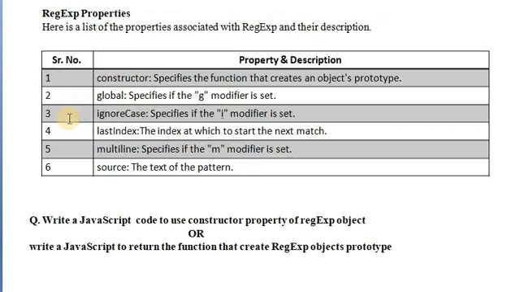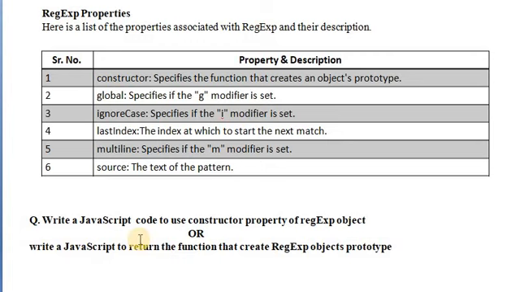Next point is regular expression properties. Here is a list of properties associated with the regular expression and their descriptions. Constructor is the property which specifies the function that creates an object's prototype. Global specifies if the g modifier is set. IgnoreCase specifies if the i modifier is set. LastIndex is the index at which to start the next match. Multiline specifies if the m modifier is set. Source shows the text of a pattern.